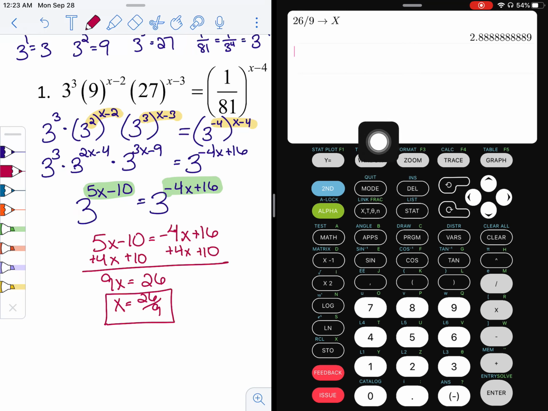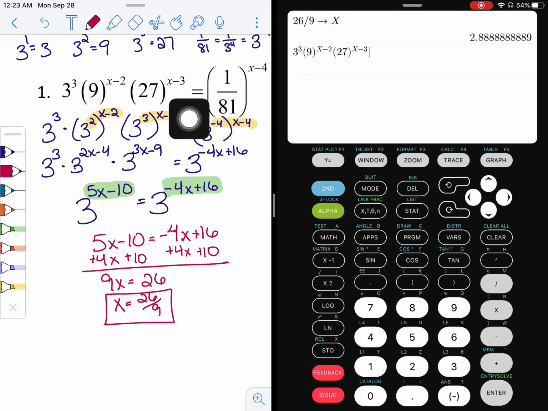Now, using my calculator, I am going to put in this original function here. So 3 to the third, parentheses, oops, hold on a second. Get out of there. Okay. So 9 raised to the x minus 2. And the calculator, anywhere that sees that x, will use the value that we have just stored. So x minus 3.